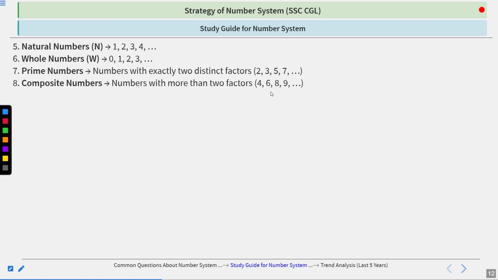Composite numbers: numbers with more than 2 factors are called composite numbers. For example, 4, 6, 8, 9, 10, 12, any numbers which have more than 2 factors.